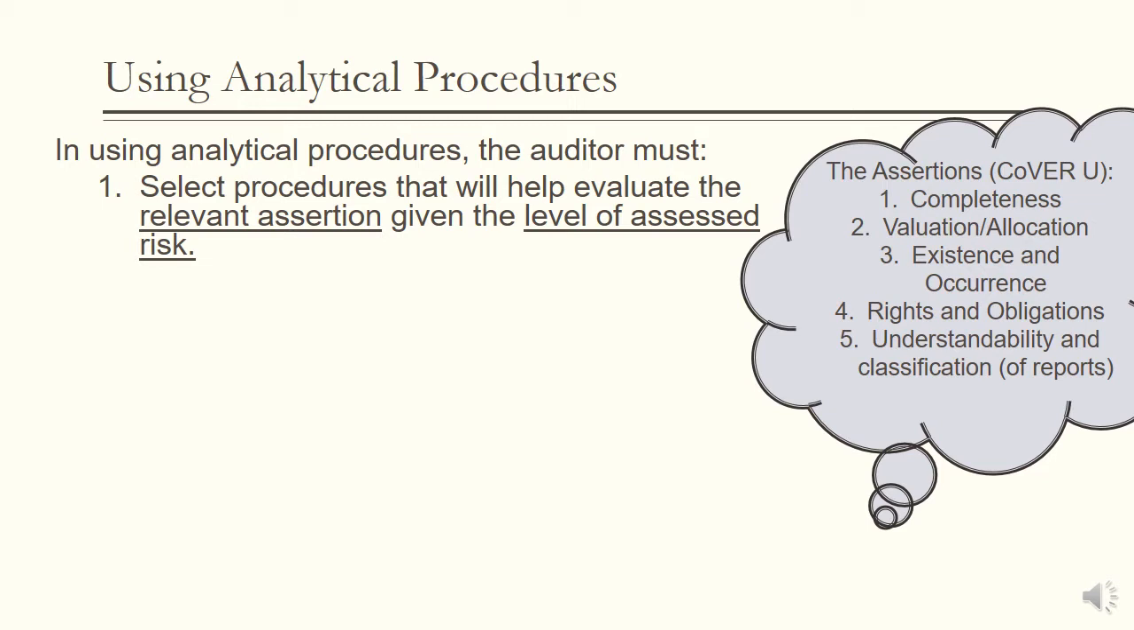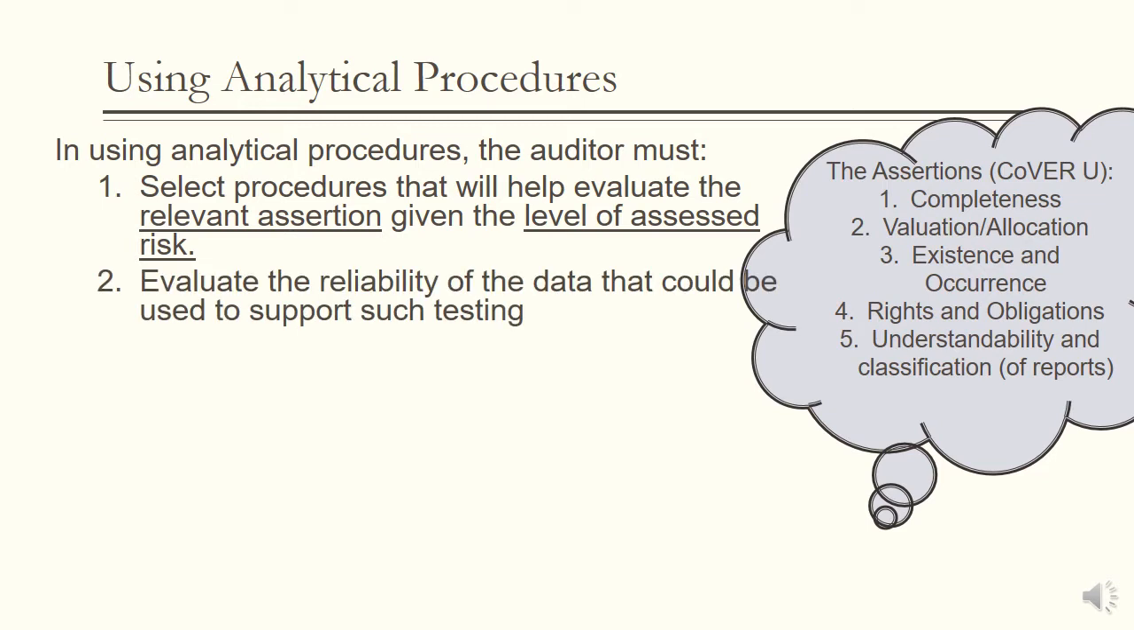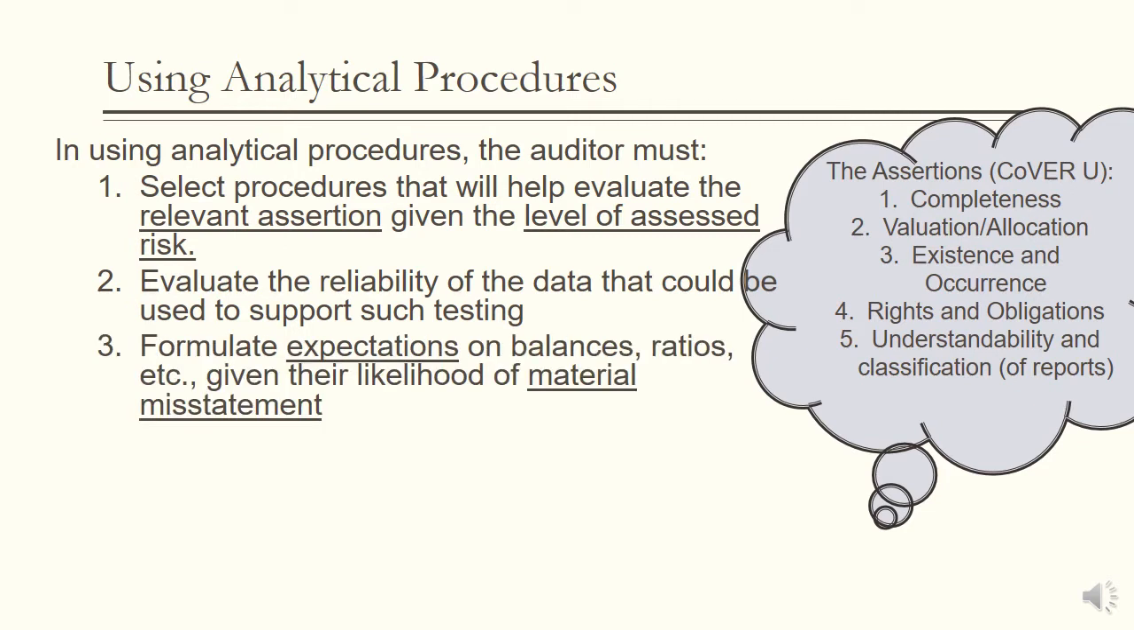Once the auditor has selected which analytical procedures to use, the auditor must evaluate the reliability of the data that they'll be using to support such testing. Once they've completed that, they'll establish their expectations for the analytical procedures. These expectations can be account balances, ratios, and evaluate these expectations based on the likelihood of material misstatement and the assessed risk level. And we'll talk about the precision that goes into formulating these expectations in a few slides.